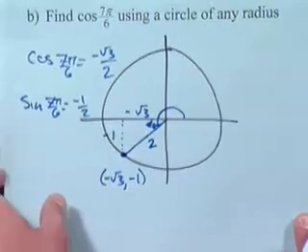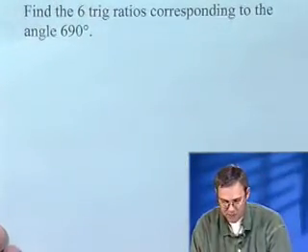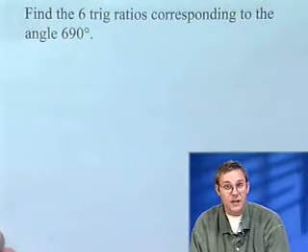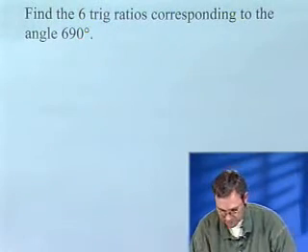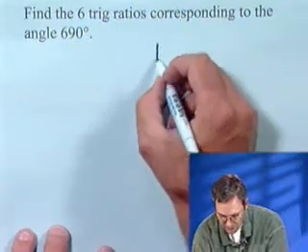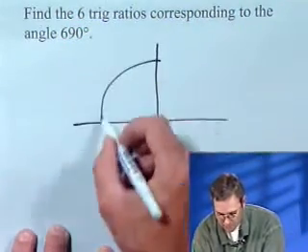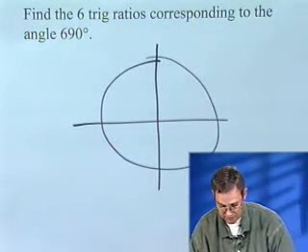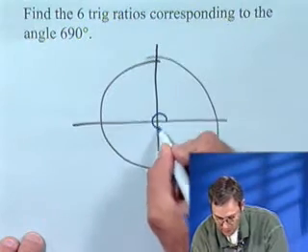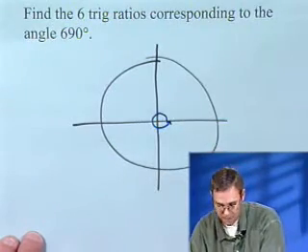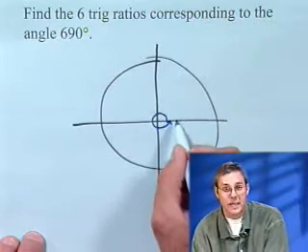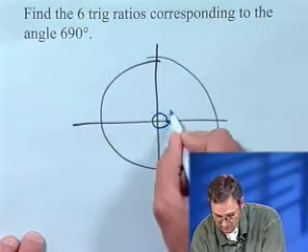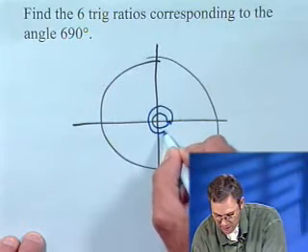All right, let's try one more example. Let's do one that's in degrees. We need to get in the habit of doing both radians and degrees. So find the 6 trig ratios corresponding to the angle 690 degrees. So let's just draw a generic circle again, centered at the origin. Let's figure out where that angle 690 degrees is. Let's see, if I went around once, that's 360 degrees. If I went around twice, that would be 720. So I'm going to have to back off. I'm not going to go quite around twice. I'll back off 30 degrees.